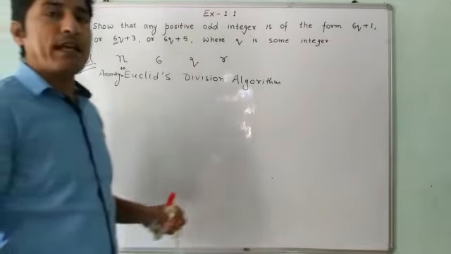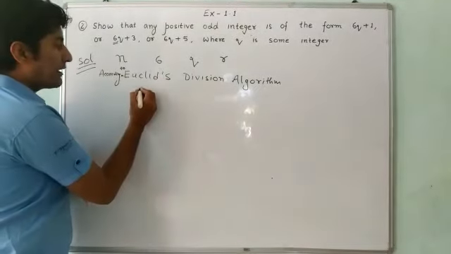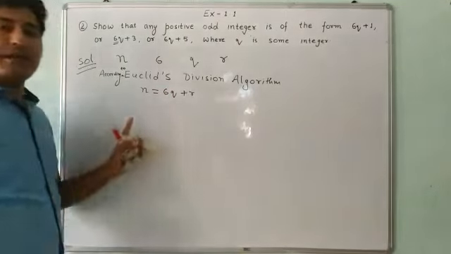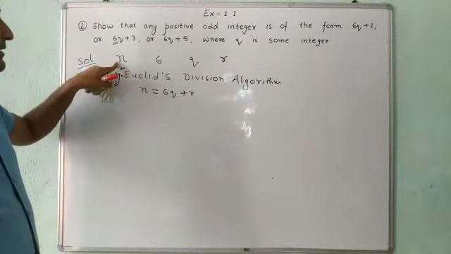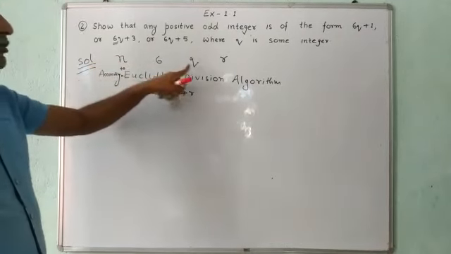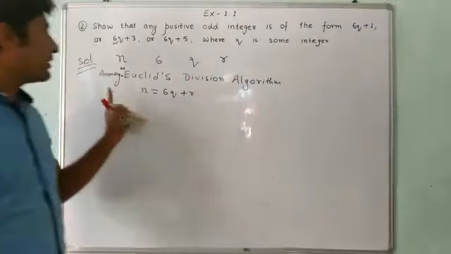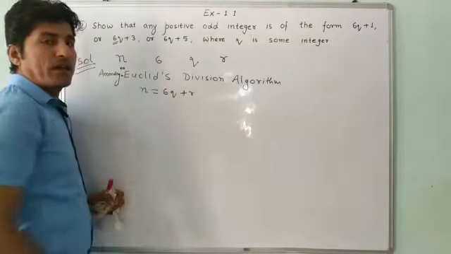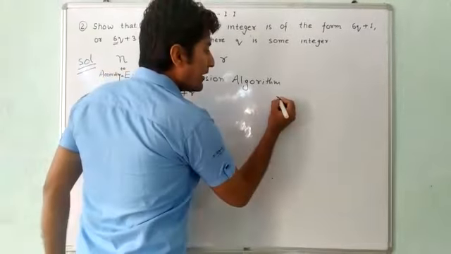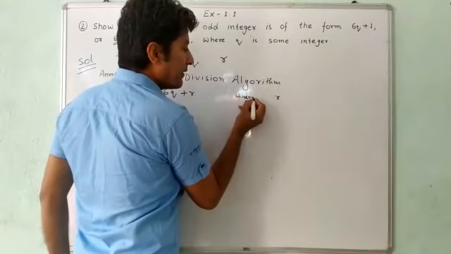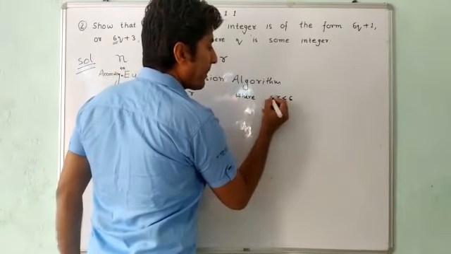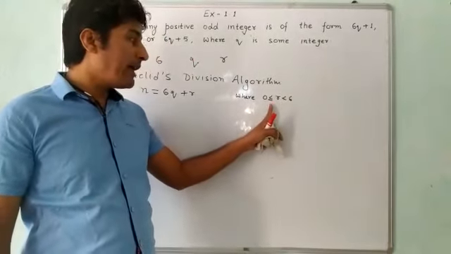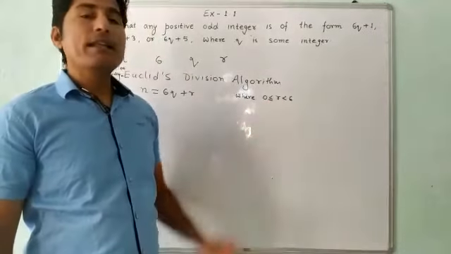According to Euclid's division algorithm, we can write the statement as n equals 6q plus r. That I have already explained. Since n is the number, on dividing n by 6, q is the quotient and r is the remainder. So according to Euclid's division algorithm, n equals 6q plus r, where the value of r will lie between 0 and 6.